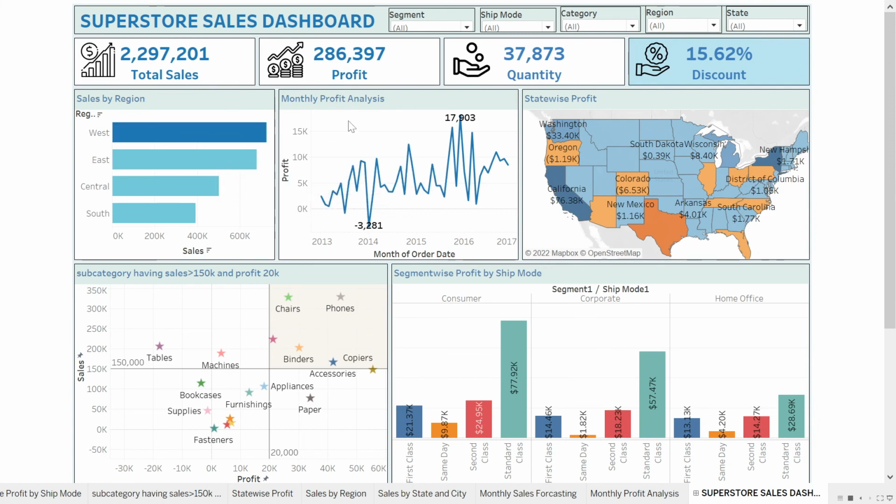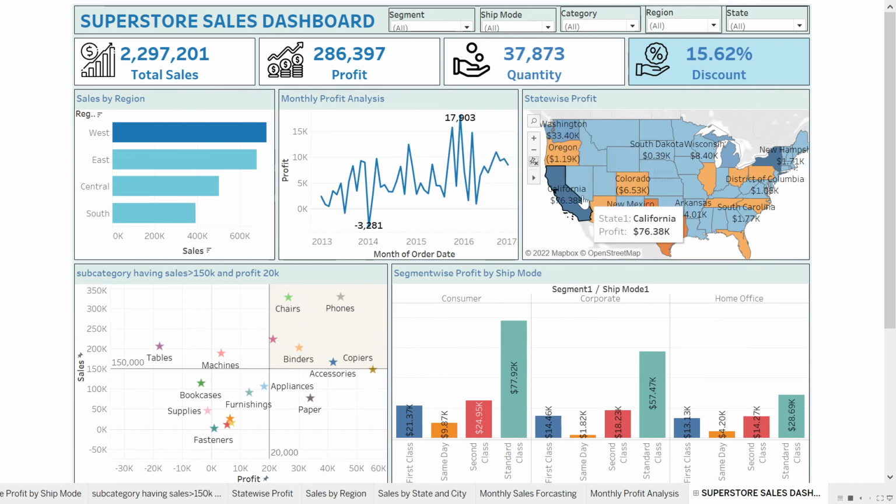And the second graph is basically a trend line chart. I have the maximum and minimum here. You can see the maximum here and the minimum here. We can see that in January 2014 there was a loss of around minus 3000, and in December 2015 the highest profit was recorded, around 18,000.